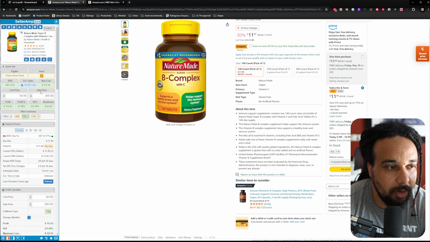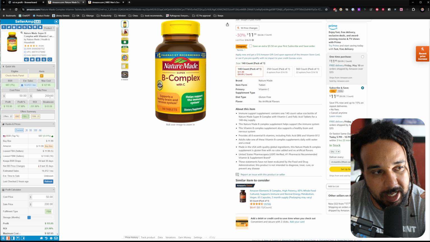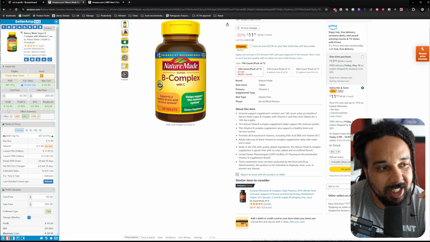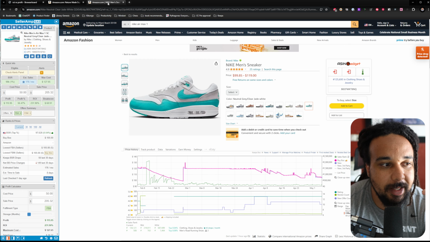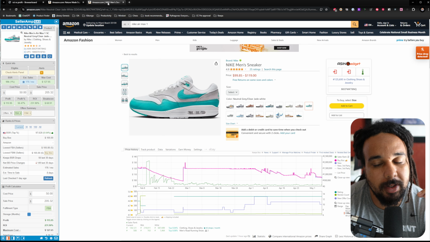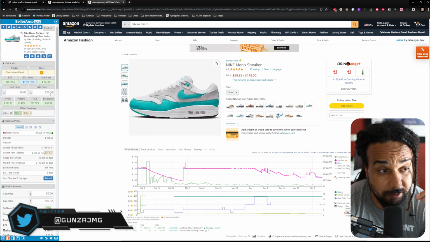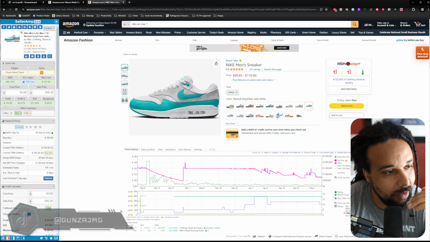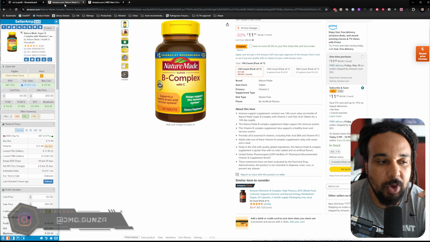So here's two products, okay? The first, this Nature Made product, I can buy it at $50, sell it at $200, and I'm going to make $115.95 profit, all right? By selling this at $200. This exact same shoe, this Nike shoe, if I buy it for $50, sell it for $205.32, I'm going to make $115.95 profit. Which product is better?